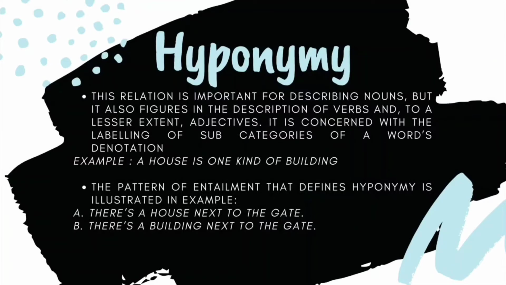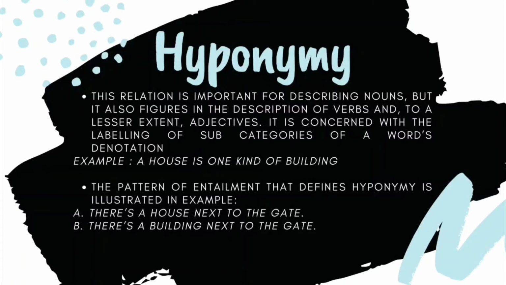This is hyponymy. This relation is important for describing nouns, but it also figures in the description of verbs and, to a lesser extent, adjectives. It is concerned with the labeling of subcategories of a word's denotation. For example, a house is one kind of building.